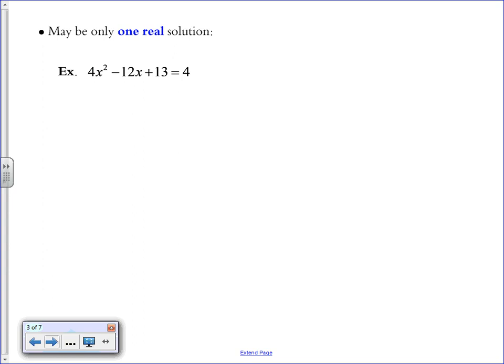In some special cases, there may only be one solution. So that was 2 solutions, and this is a case where there's only one. Start the process out the same way. Get it to say equals 0. So we're going to subtract 4 from this 13.